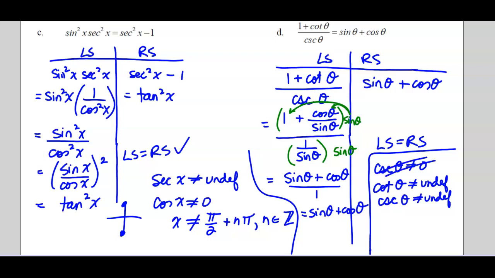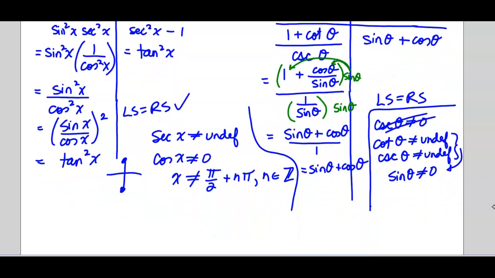But then here, cotan, that's cos over sine. Cosecant is 1 over sine. So our sine cannot be 0. And then remember for sine, not be 0. Sine is 0 here and here, so theta cannot be multiples of pi.